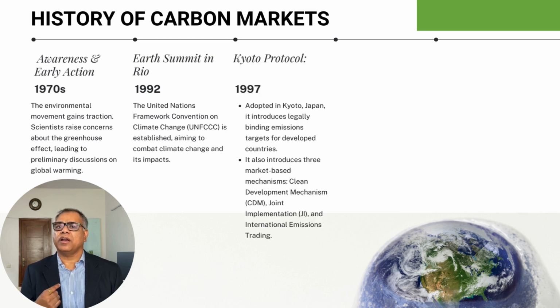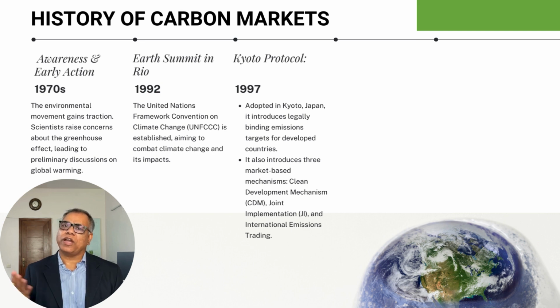This was under the Kyoto Protocol. So in Kyoto, a group of countries met together, and the concept of CDM and JI evolved. And what was that? The developed countries were given certain targets, and developing countries were not given any target.